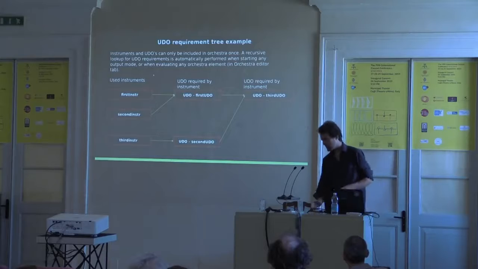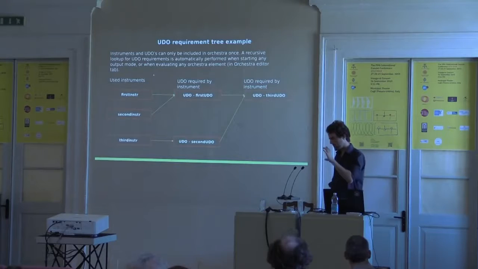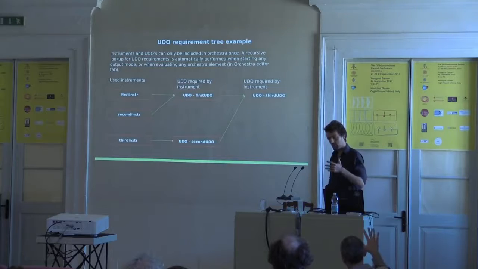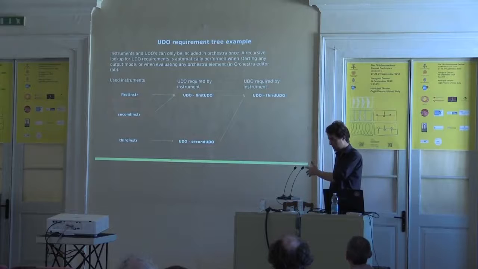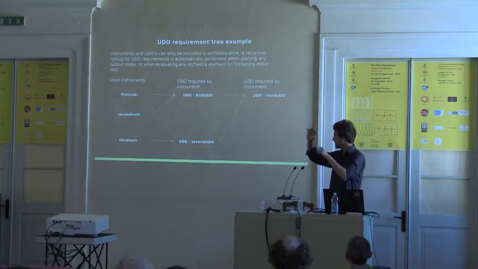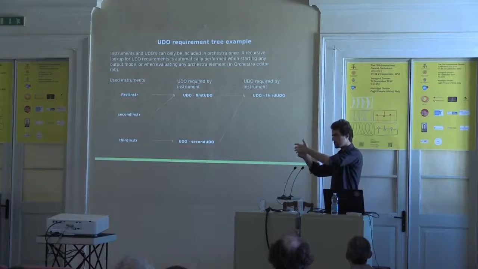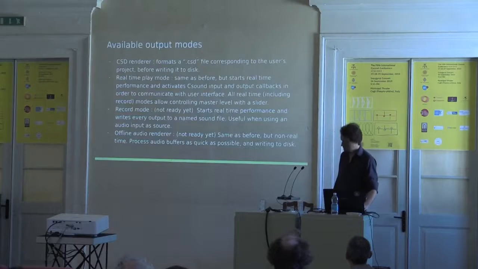When you evaluate a piece of orchestra, like an instrument, for example, in the code editor, it will look recursively in the database for every required UDO. If you require any UDO in the instrument you're trying to evaluate, it will include it in the evaluation, recursively, until there are no more requirements. I think we're soon out of time.